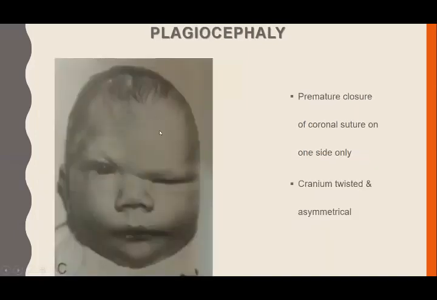ये देख लीजिए, plagiocephaly. अब इसमें this side is normal, this side is affected. This is because of premature closure of the coronal suture on one side only. This is the affected side. So the skull is kind of twisted. Asymmetrical skull होती है. Only one side of the coronal suture is affected. The other side is normal.